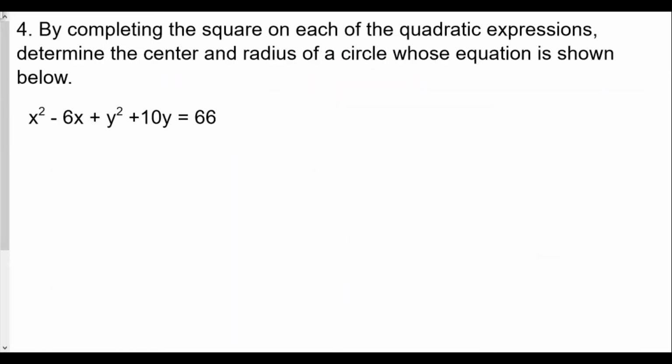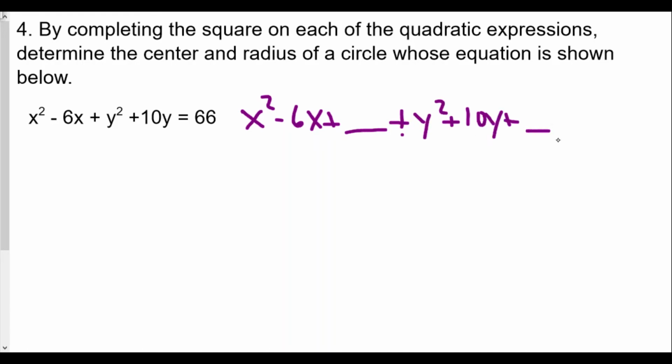By completing the square on each of the quadratic expressions, determine the center and radius of the circle whose equation is shown below. Okay, so we're going to use what we know about completing the square. It's already kind of separated for us. Our constant value is on the right side, 66. So we rewrite this as x² − 6x + blank + y² + 10y + blank = 66 + blank + blank.